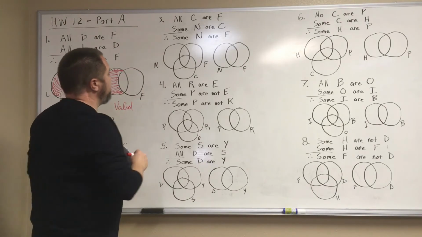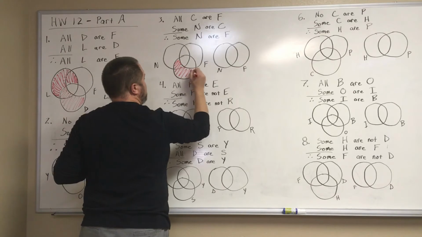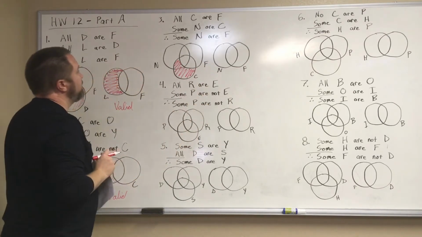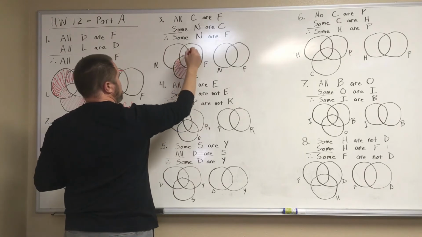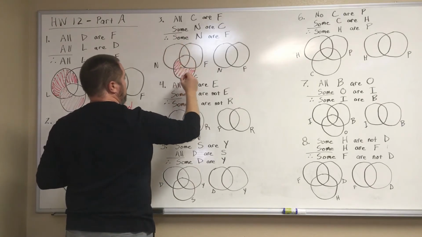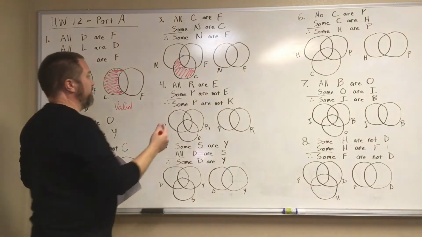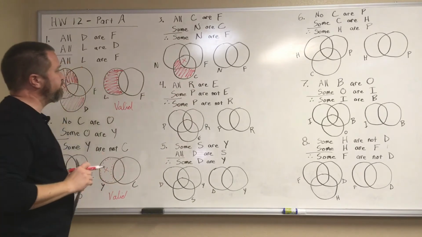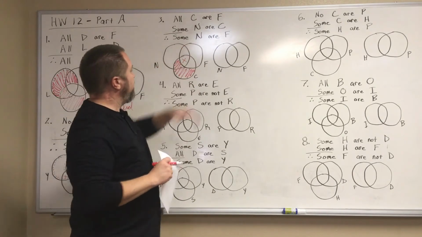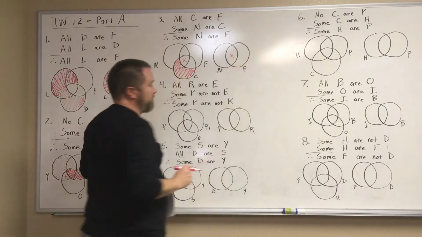All right, let's go to the next one. All C are F. X on this area at the bottom. Some N are C. So we have this circle N, this circle C, and it says that somewhere there's an X where those overlap. This is the only area that's given to us. So some N are F is the conclusion. X right there in the middle.